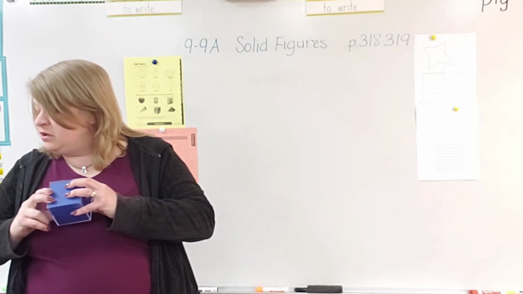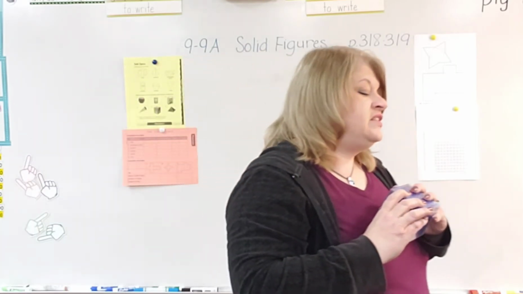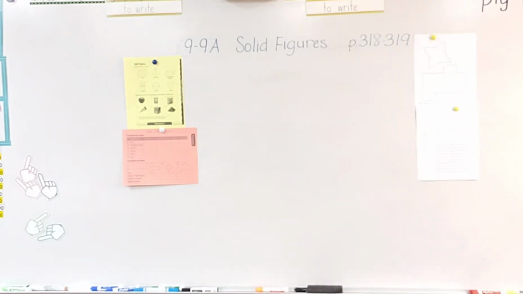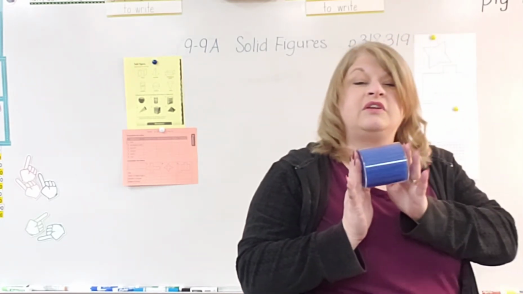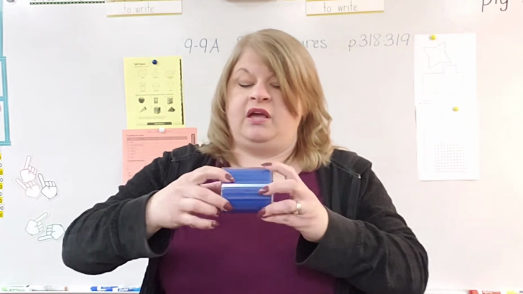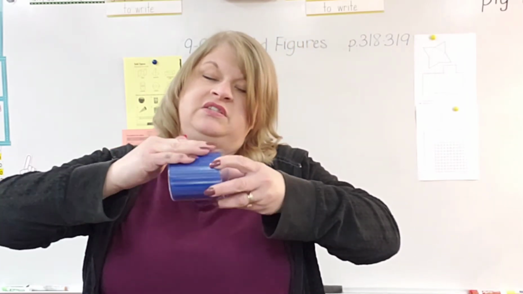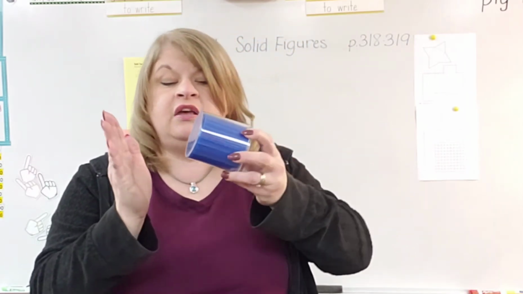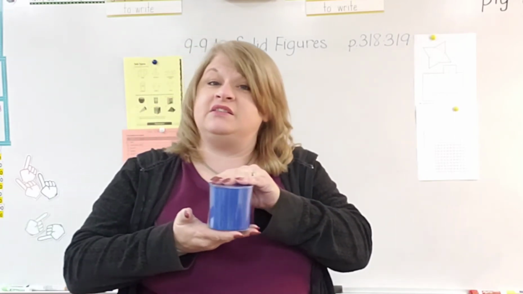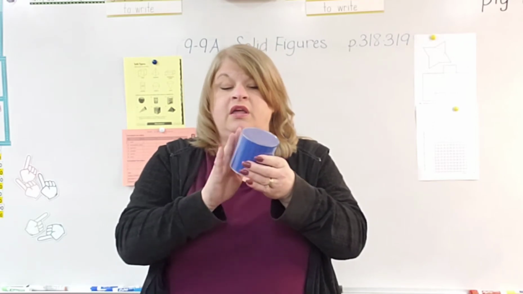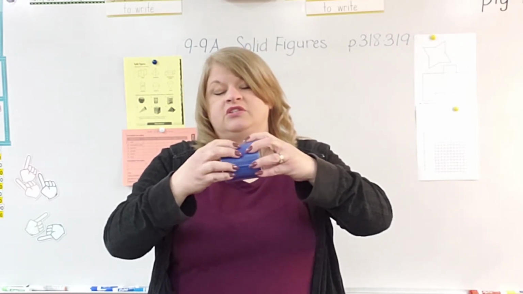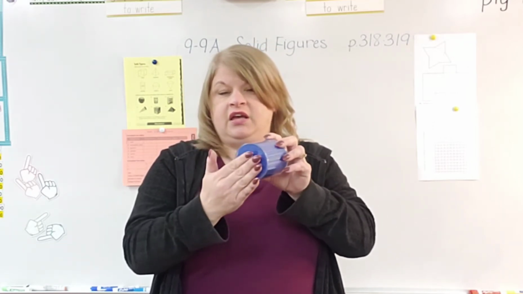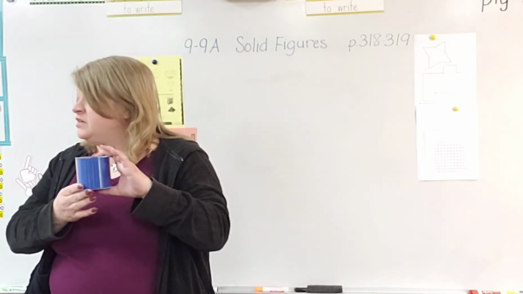Cylinder. It has a flat surface and a curved surface. Oh, what do you know? I have a cylinder. It goes all the way around. This is a curved surface. This is flat. This is flat. It's kind of like a can of beans or a can of corn. Cylinder goes around on a smooth curved surface, and this is a flat surface. This is a cylinder.